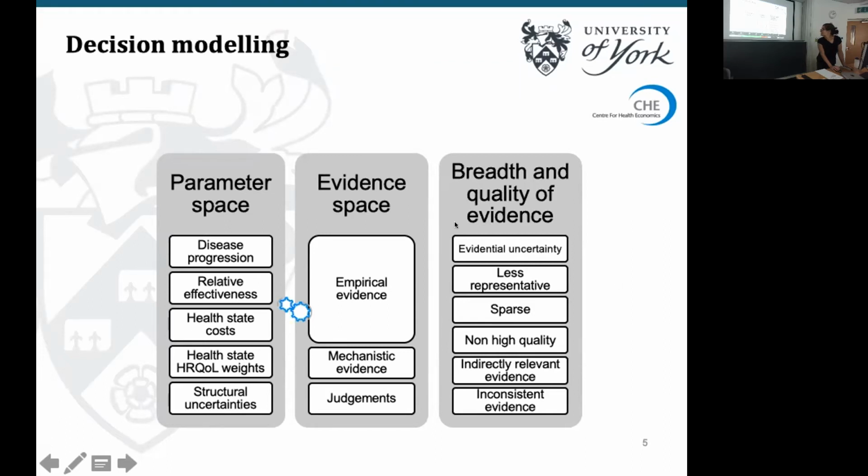And then there's obviously some consideration for the breadth and the quality of the evidence. So obviously, as you all know, we have evidential uncertainty. So from the sampled studies, which is the uncertainty all of us are more comfortable dealing with. But then there's a set of other uncertainties. So the evidence may be less representative, sparse, have lower quality, be not so relevant, or present some inconsistency. So studies might be inconsistent in their results for some reason. So we basically have to put all that together to make an assessment of cost effectiveness.